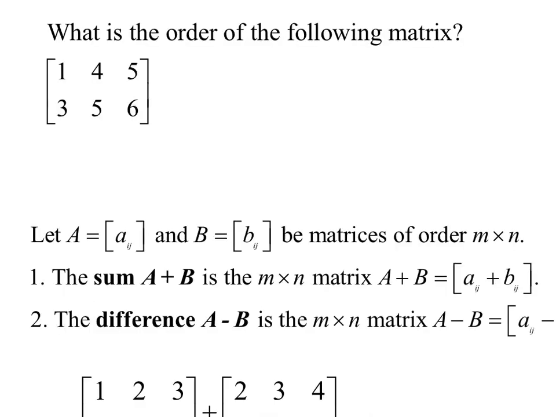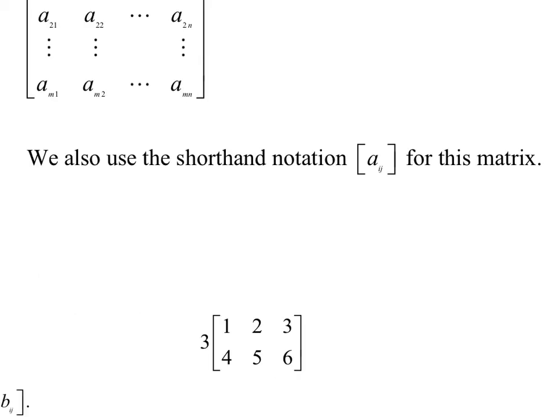They just want to know what is the order of the following matrix. What that means is how many rows? 2 by 3 columns. Okay, so that's the order for that. You can also use shorthand notation, meaning i is the number of rows, j is the number of columns there. That's not that commonly used, but it can be used.